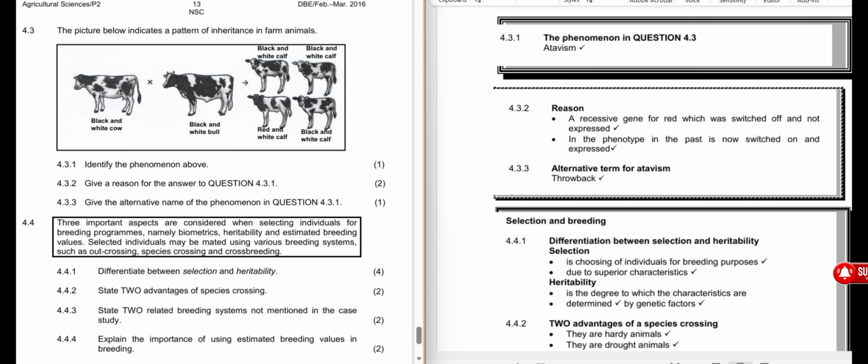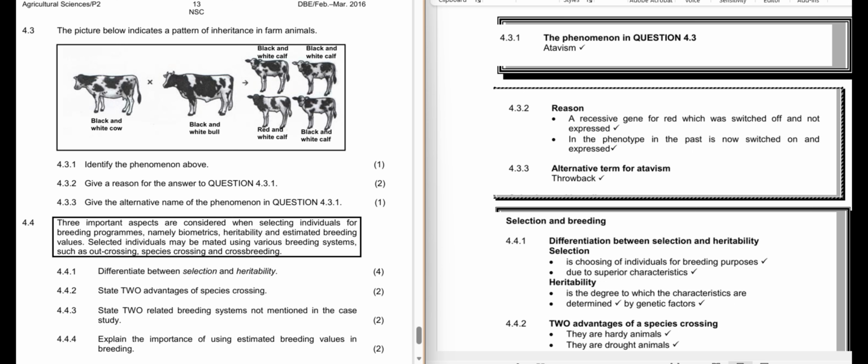4.4. Three important aspects are considered when selecting individuals for breeding programs, namely biometrics, heritability, and estimated breeding values. Selected individuals may be mated using various breeding systems, such as outcrossing, species crossing, and crossbreeding. 4.4.1. Differentiate between selection and heritability. Selection is the process of choosing individuals for breeding based on superior characteristics. Heritability is the degree to which genetic factors determine the characteristics.